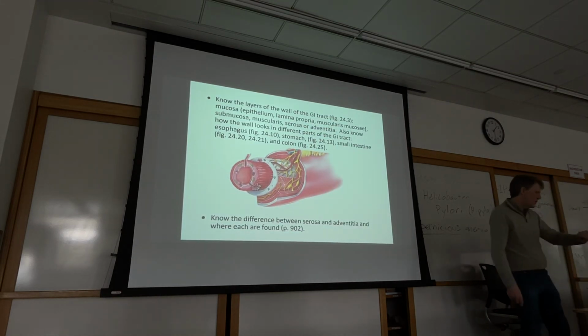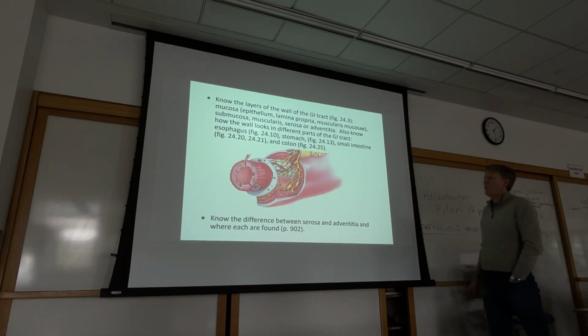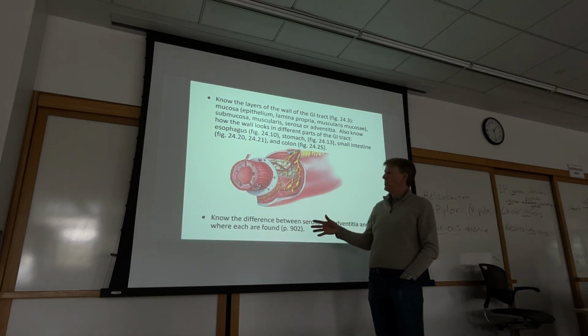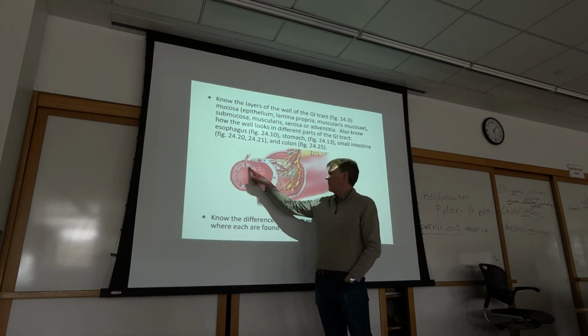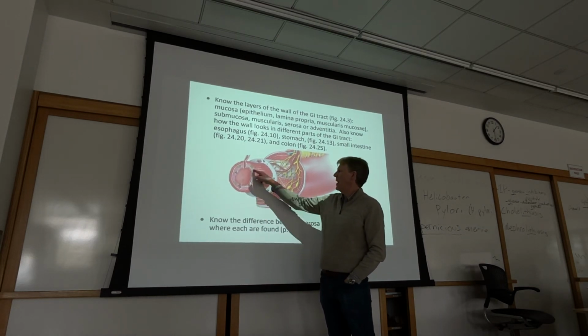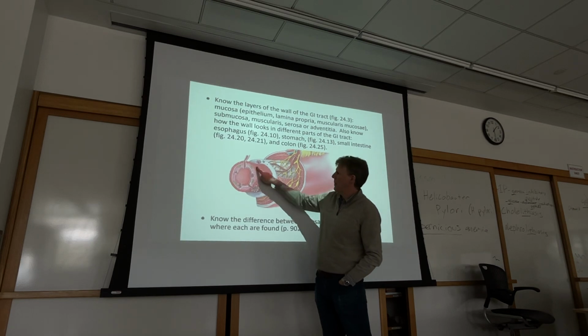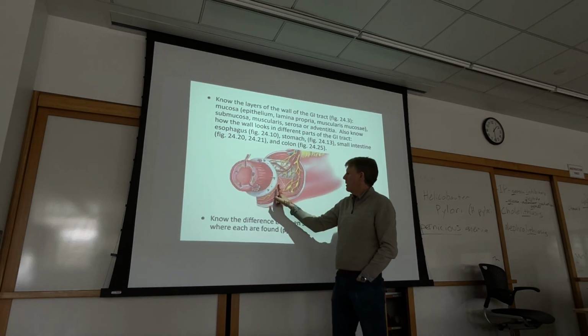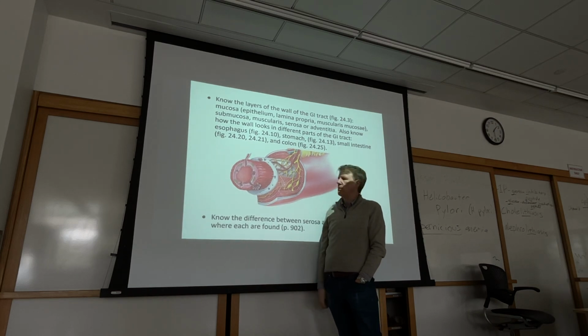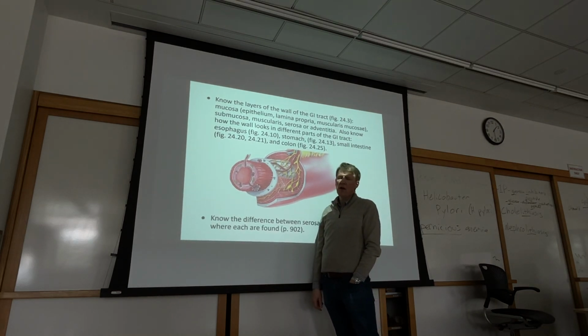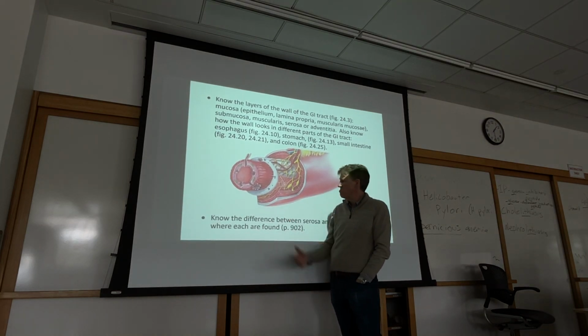Now, as for the layers of the wall of the GI tract, make sure you know these 4 layers and the subdivisions within each. So this is all mucosa. It's made up of the epithelial layer, the lamina propria, and then the muscularis mucosae. Next, you have the submucosa, which on this diagram is pretty boring, but you might have glands in there, you might have lymphatic nodules in there.